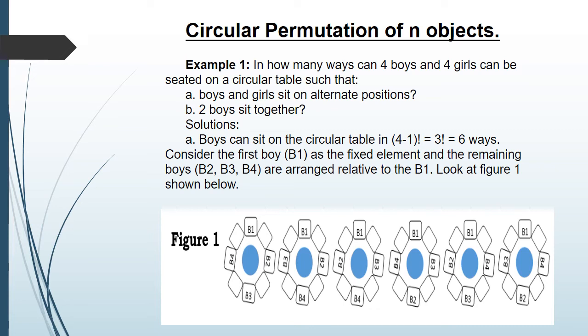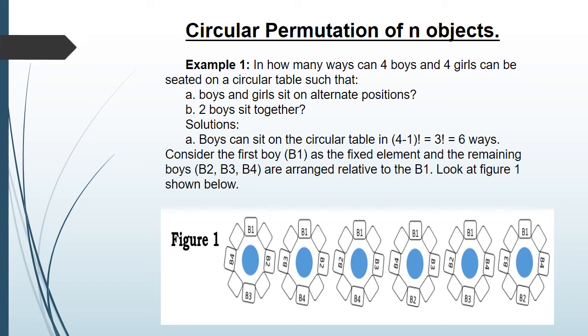Circular permutation of n objects. Example 1. In how many ways can 4 boys and 4 girls be seated on a circular table such that A. Boys and girls sit in alternate positions. B. 2 boys sit together.